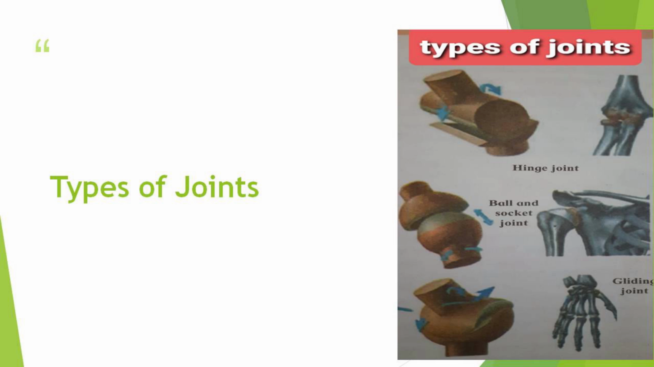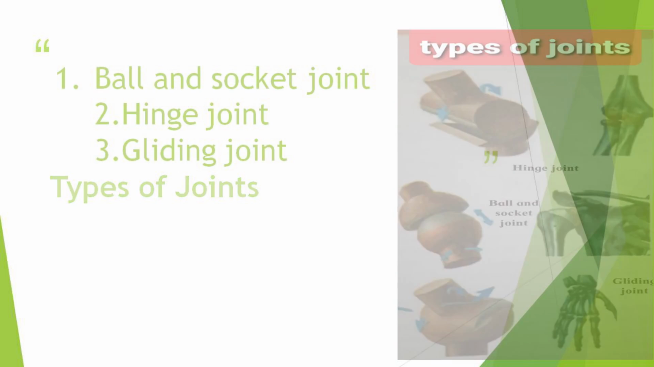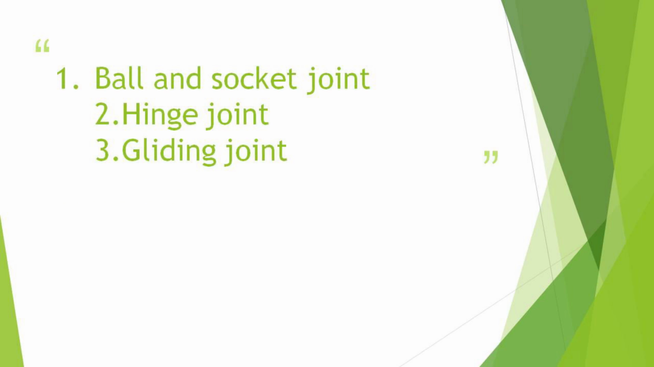Now which is the gliding joint? It is found in your hands and in your wrist, in your ankle also. In this type of joint, bones can only slide over each other. The next slide is about the different joints in the body.